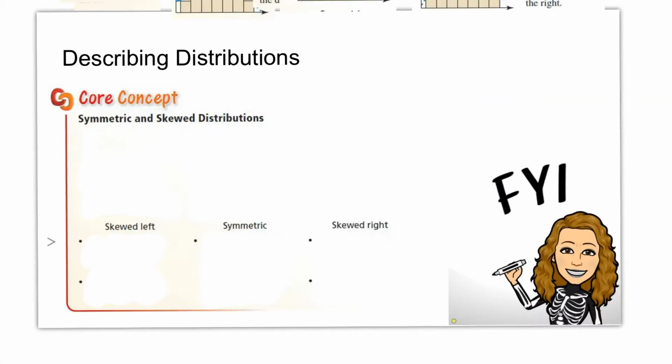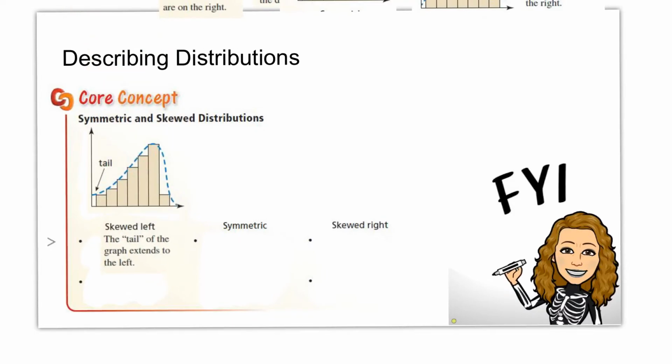So how do we describe distributions? Well, one way is to say it is skewed left. With skewed left, the tail is all the way at the end over here. The tail of the graph extends to the left, and most of the data is on the right.